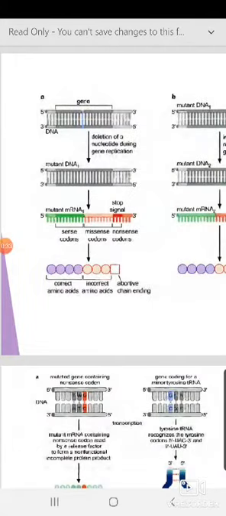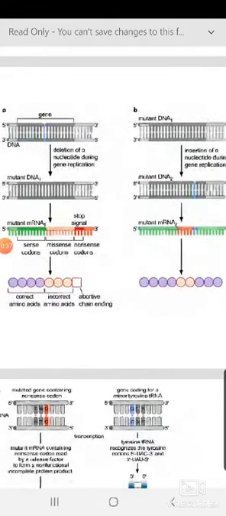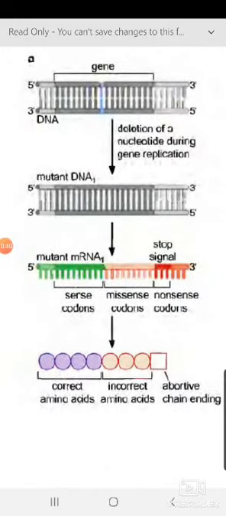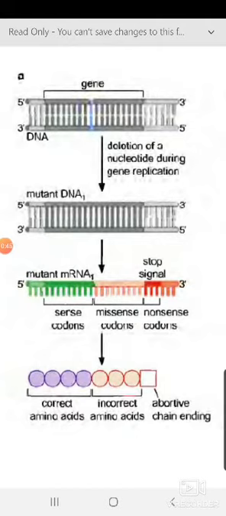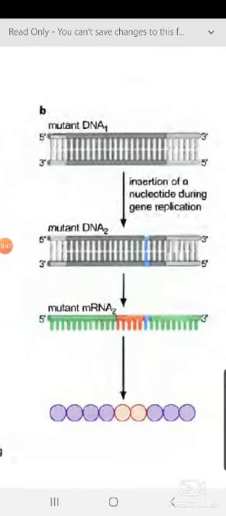Now how can the suppression take place? This is intragenic, within the same gene. Now if we consider this mutant D1, we are generating mutant D1 because of a deletion mutation, correct? Now again another mutation takes place. This time it's an insertion of a nucleotide in the gene during gene replication. So in the same gene, we are talking about two mutations. The first one is the deletion, the second one is the insertion. Because of this insertion, we call it mutant DNA 2.